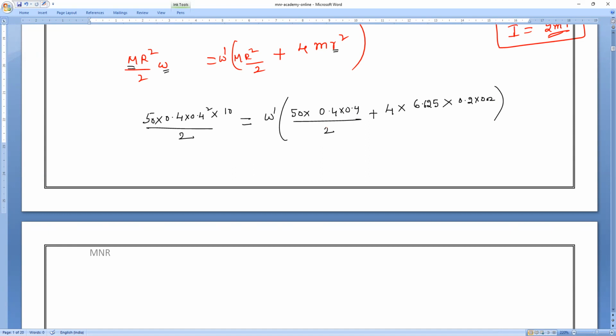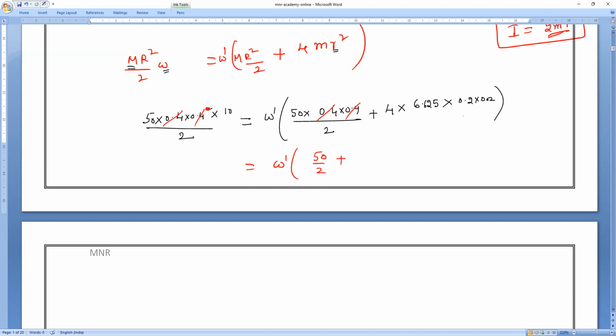Okay, so now you can see. Here I have written square, not required. You can finish it very simply. You just see it everywhere. Now, can I cancel 0.4 and 0.4, and 0.4 and 0.4? Everybody, are you clear? So on this side I can write omega dash is equal to 50 by 2 plus.